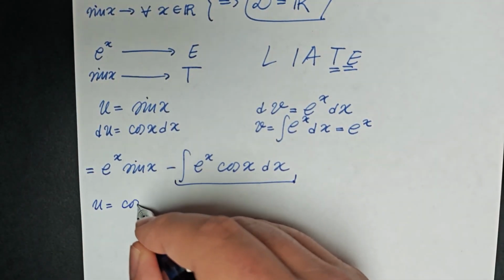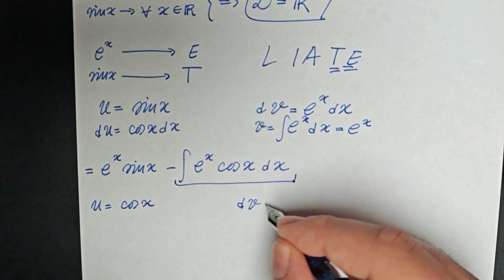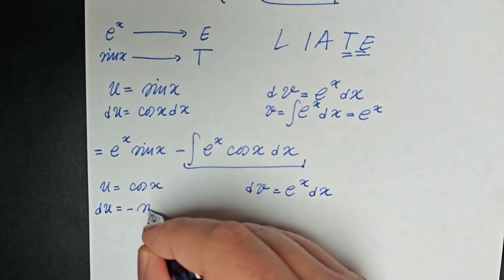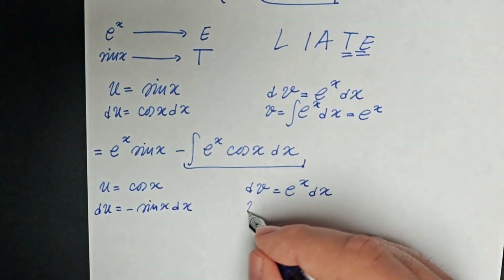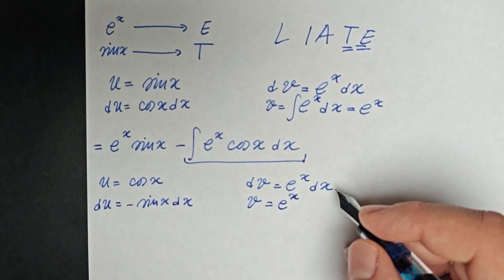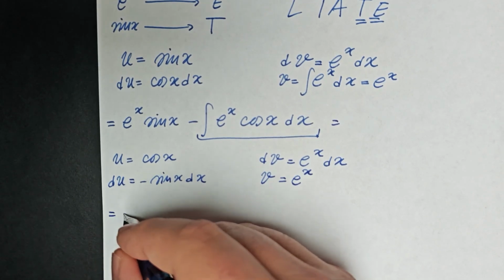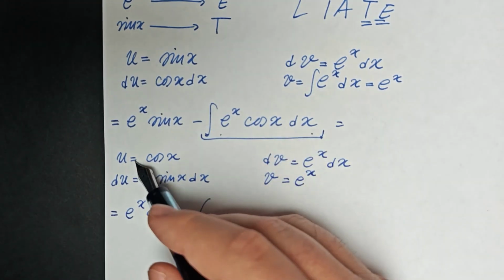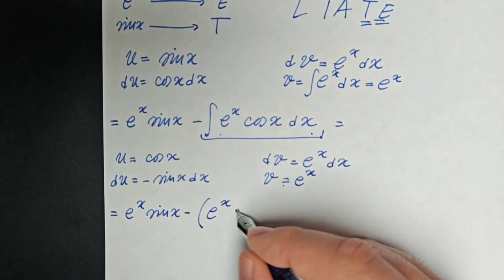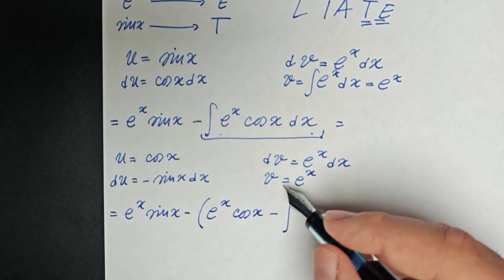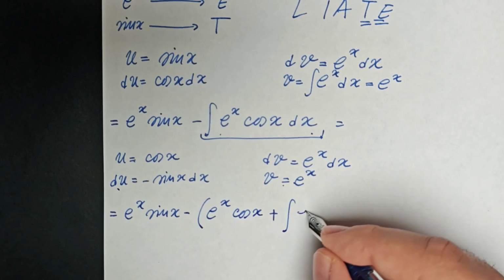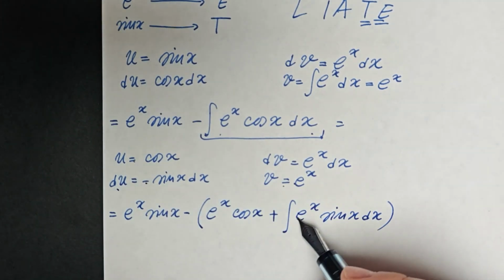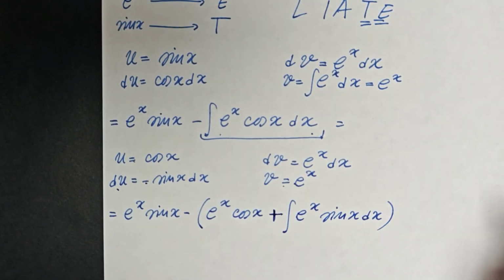u is going to be cosine of x, and dv is going to be e to the power x dx. So du is going to be negative sine of x dx, and v is going to be e to the power x. So this is then equal to e to the power x sine of x minus, and we have this integral to be u multiplied by v, which is e to the power x cosine of x, minus the integral of v du, and that is e to the power x sine of x dx, and this minus is going to get in front of the sign of an integral and give us this plus here.